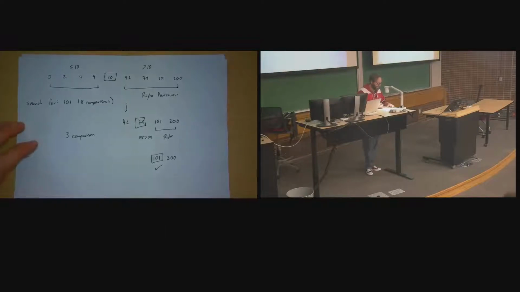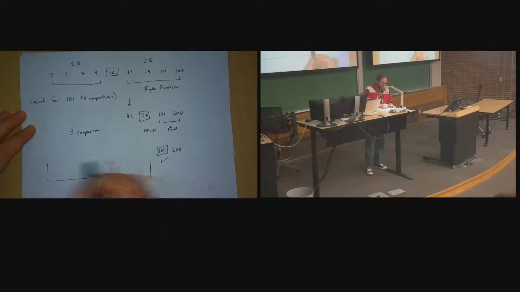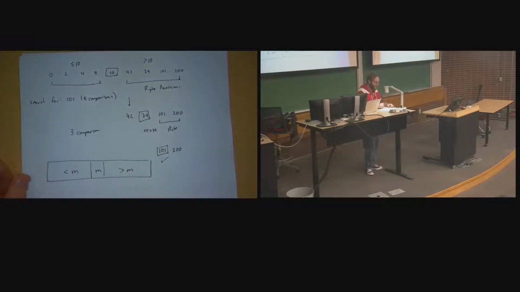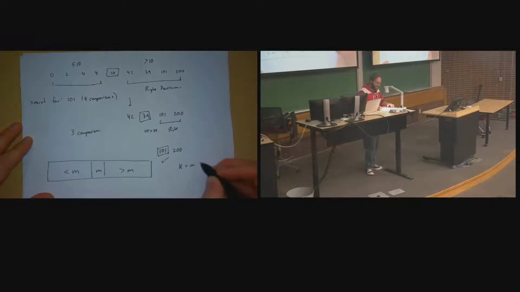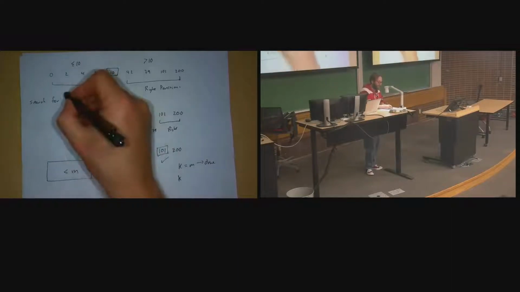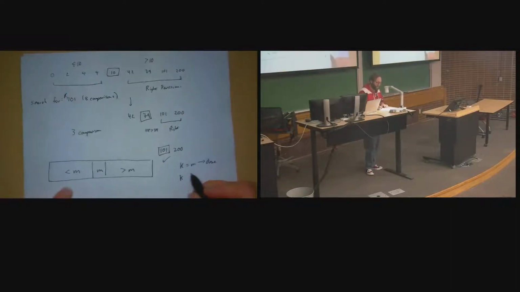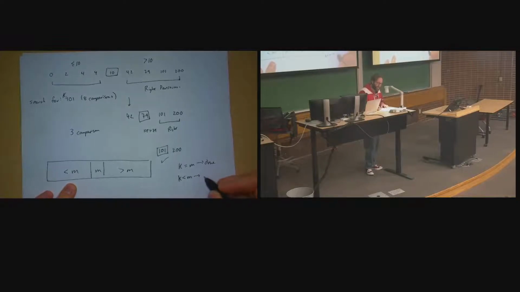More in general, if you look at the middle element m here, since it's sorted, everything over here is less than m. Everything over here is greater than m. So all you need to do is check, does it equal m? Is my key equal to m? If so, then done. You just output that element or the index at which you found that element. Otherwise, if the key element that you're searching for, in this case 101, is less than m, then you search in the left side.